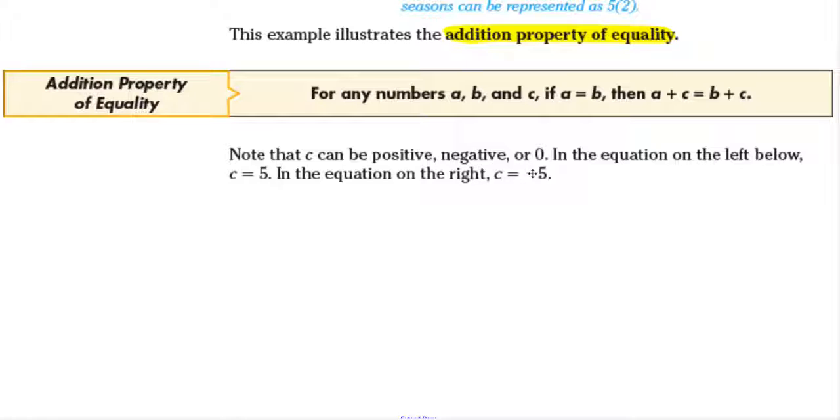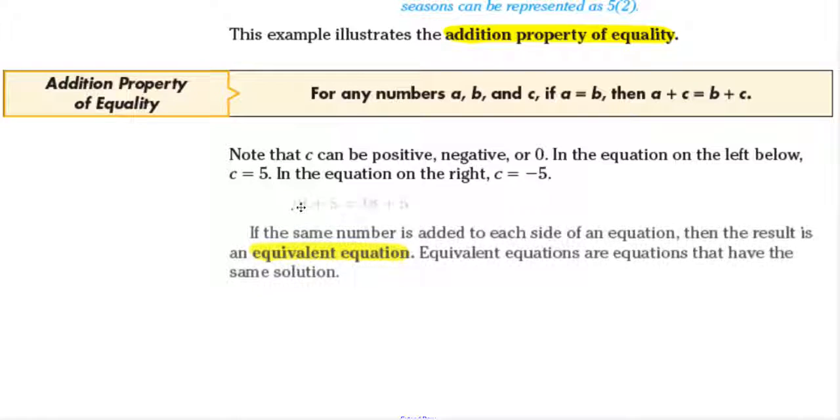Also notice that c can be positive, negative, or 0. So in the equation on the left below, c equals 5. In the equation on the right, c equals negative 5. So this is what it's referring to. You add 5 to 18, then you subtract 5 from 18. The equation does not change.